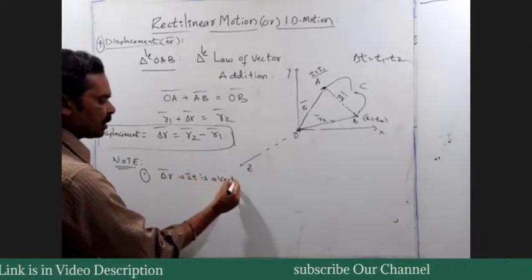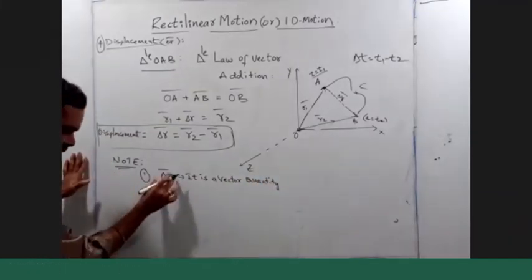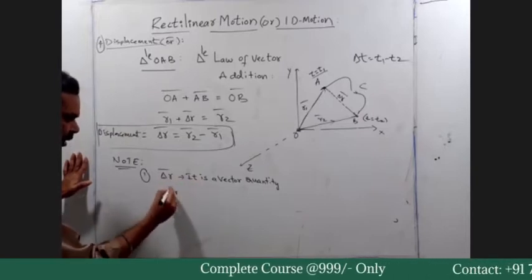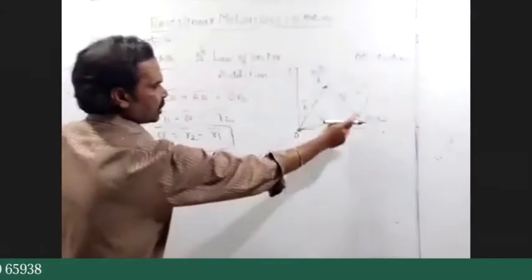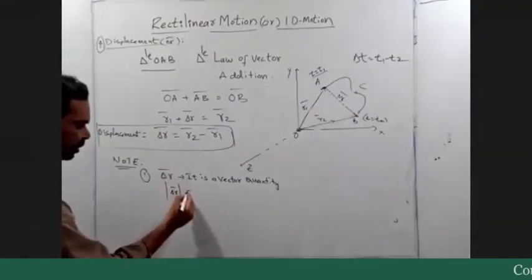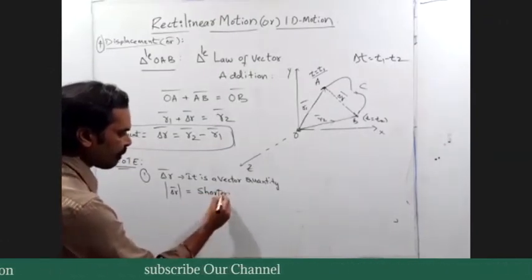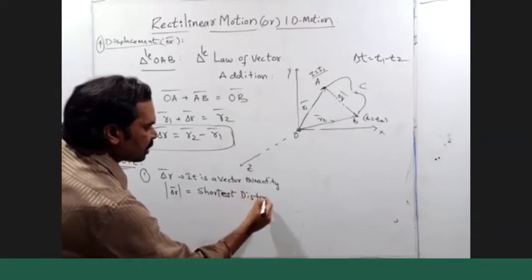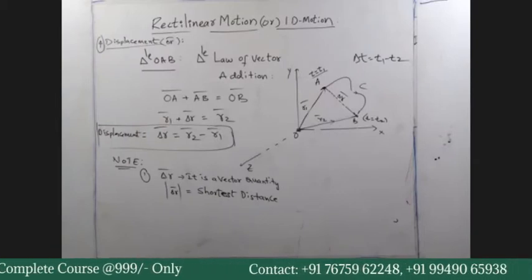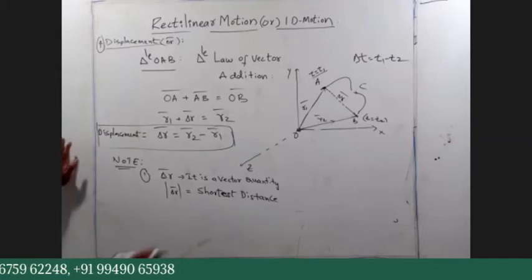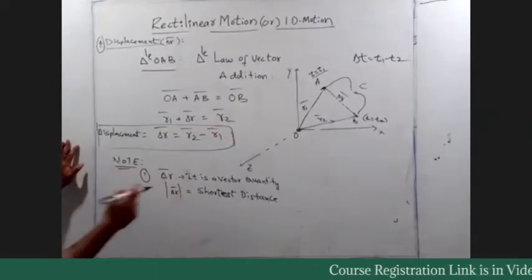Displacement is a vector quantity. And the magnitude of delta r bar, the magnitude of the displacement vector, is equal to the shortest distance between the two points. This is the first conclusion from the definition of the displacement vector of the moving particle.